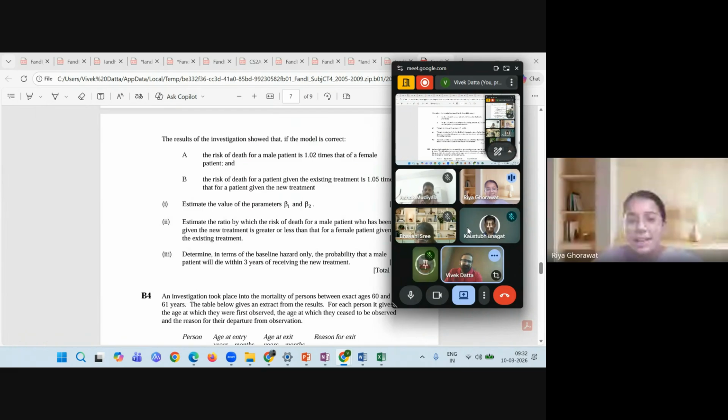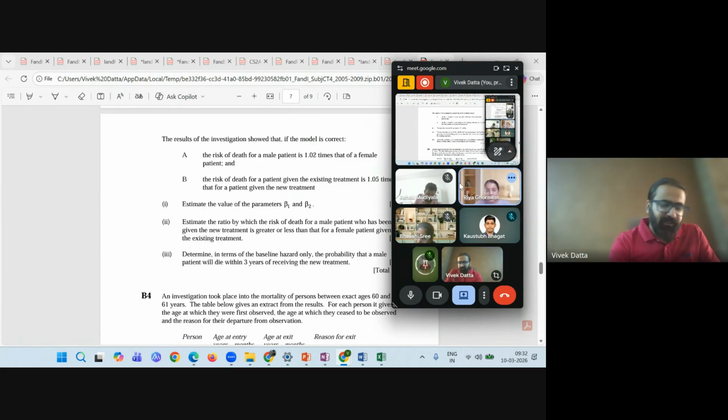So I was saying, I'm with the third part. First and second one I have separate. Okay. Third part, you've just been asked to determine in terms of baseline hazard only the probability the male patient will die within 3 years of receiving the new treatment. So you just had to write the equation without solving it. Write that equation.